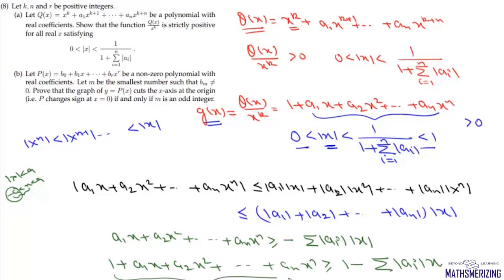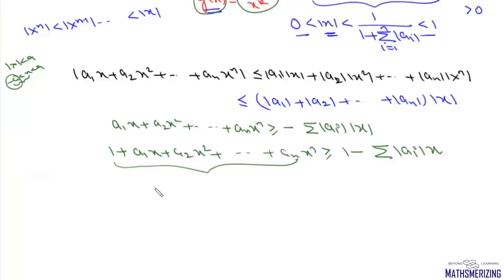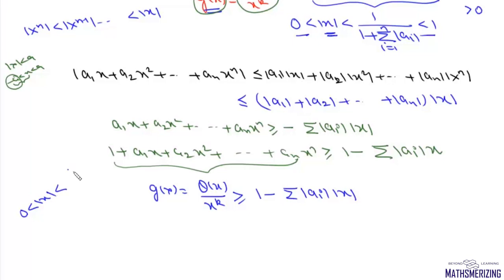Now this expression on the left hand side is nothing but gx, which is qx upon x to the power k. So we can write gx, which actually is qx upon x to the power k, and it is greater than or equal to 1 minus this summation mod ai into mod x. And the question says we need to prove that if mod x lies between 0 and 1 upon 1 plus summation mod ai, then this gx is greater than 0.